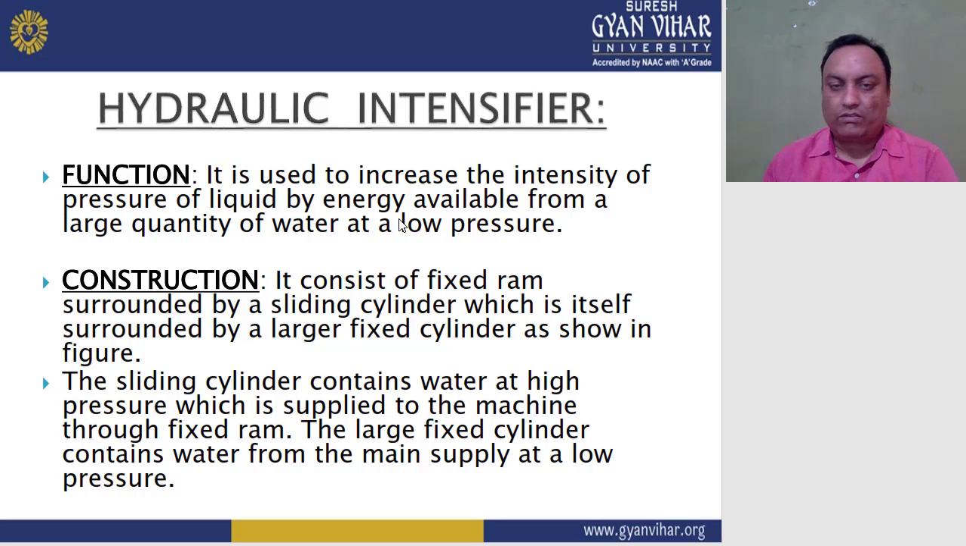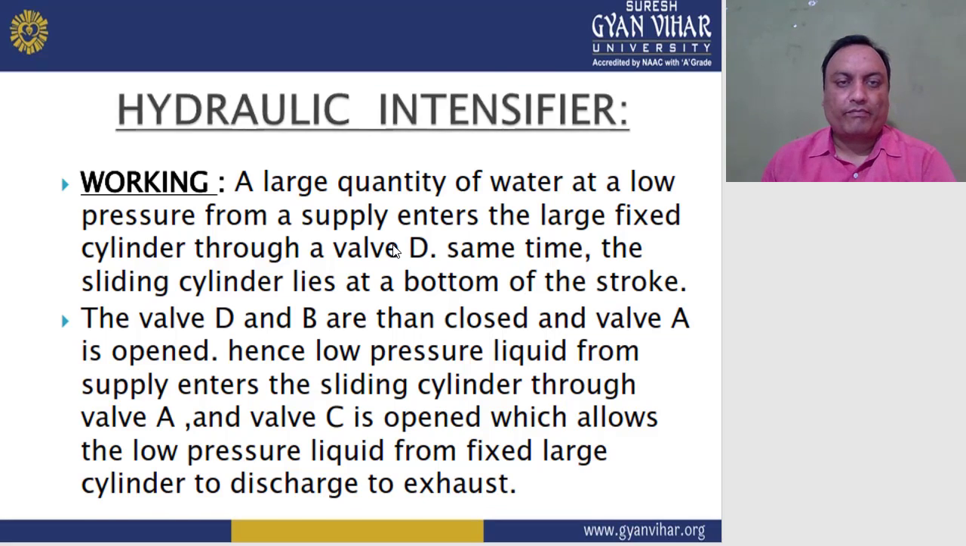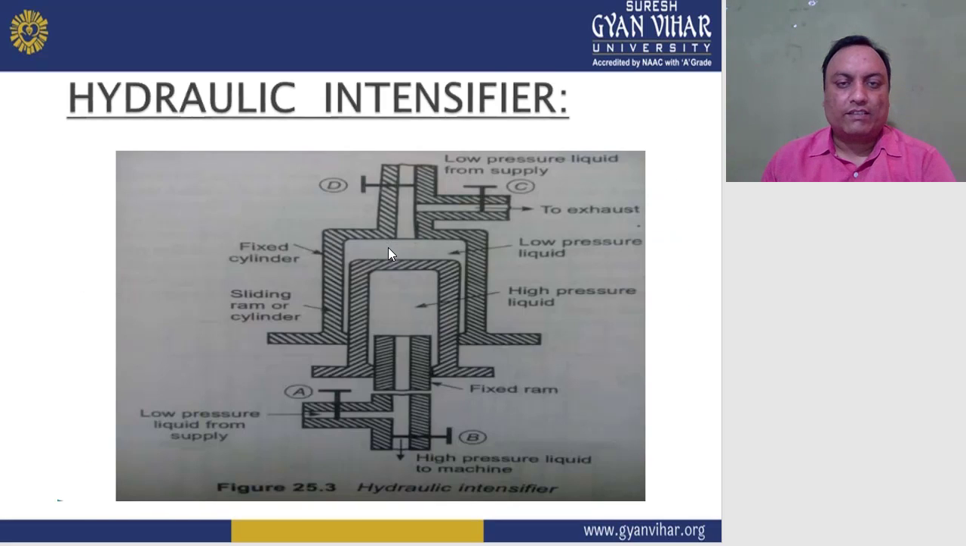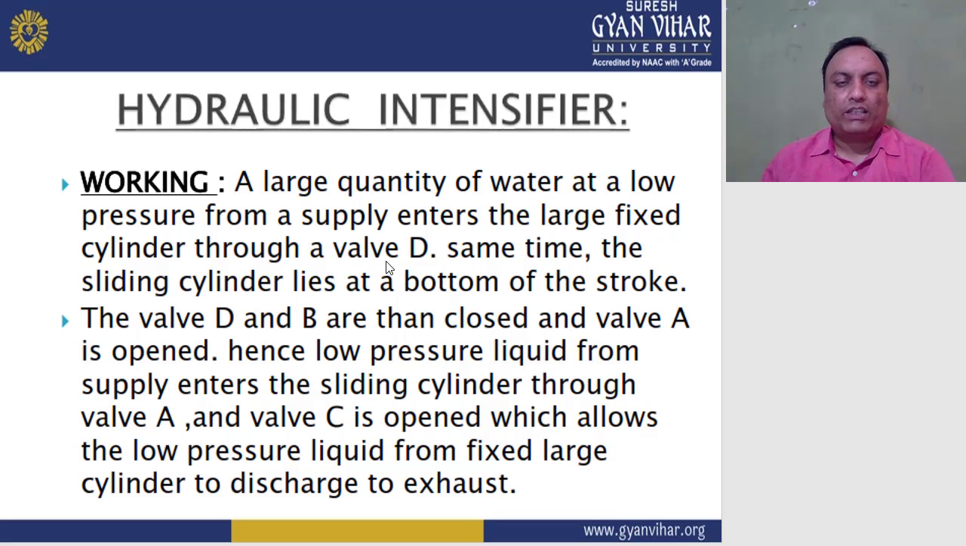So for the working of this hydraulic intensifier, a large quantity of water at a low pressure from a supply enters the large fixed cylinder through valve D. At the same time, the sliding cylinder lies at the bottom of the stroke, valves D and B are closed, and valve A is opened.